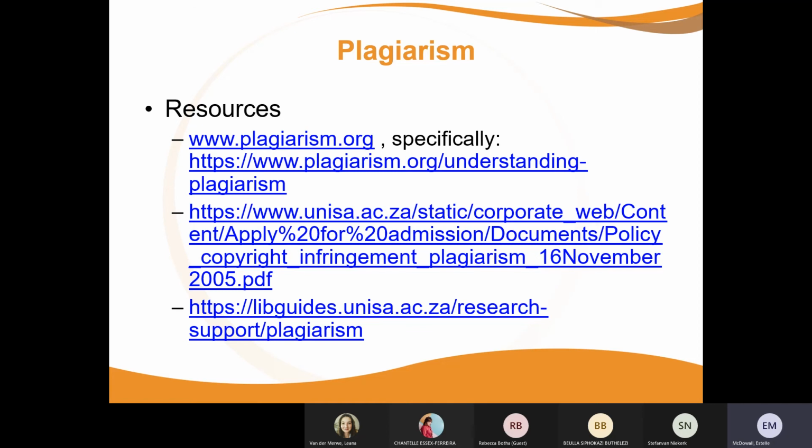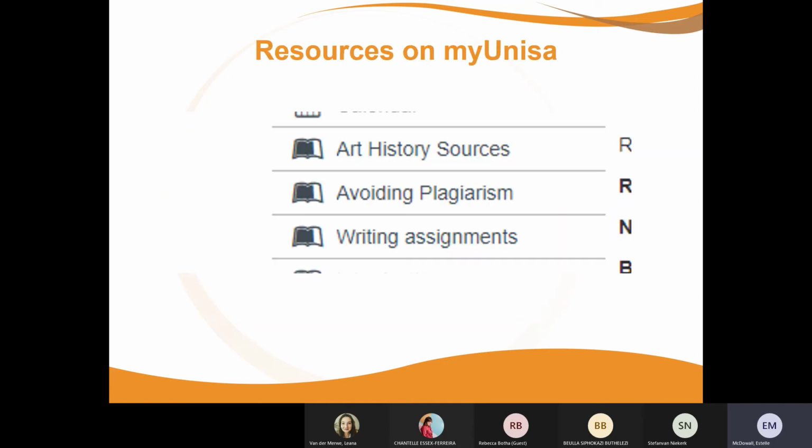There's also a lesson on MyUnisa, teaching you how to avoid plagiarism. Liana created those lessons. And then those three lessons on MyUnisa, art history sources, avoiding plagiarism, and writing assignments, are very important for you to work through if you didn't do too well in this assignment, because it explains really nicely how to structure your assignments, how to identify sources, what works and what doesn't.